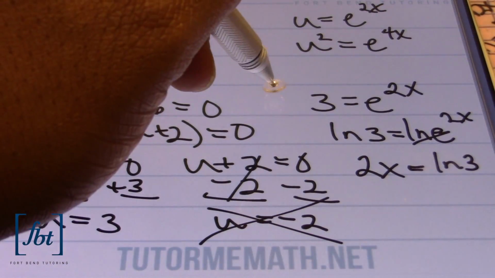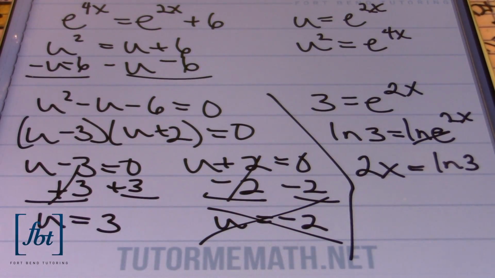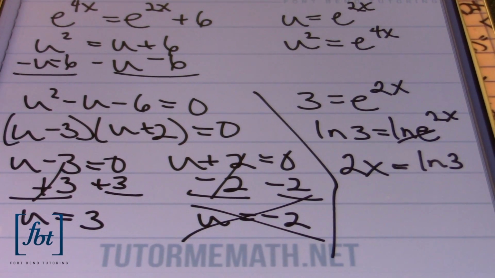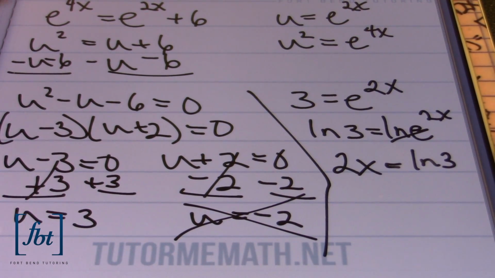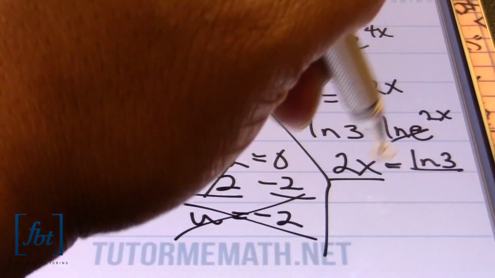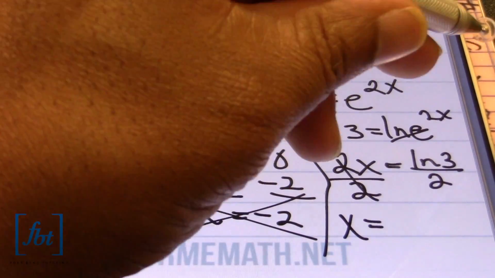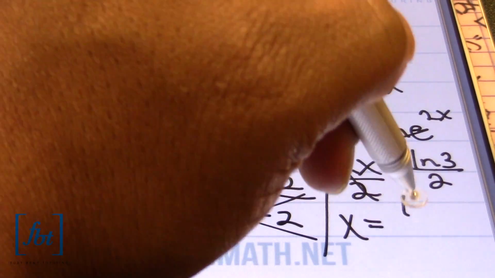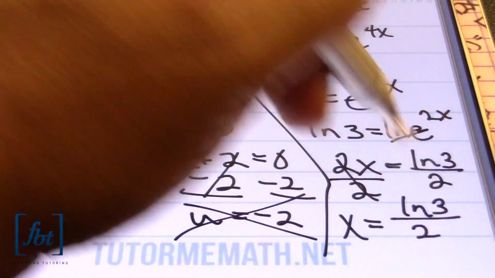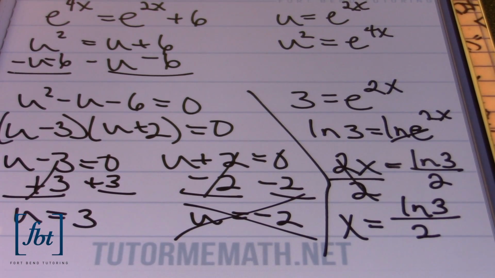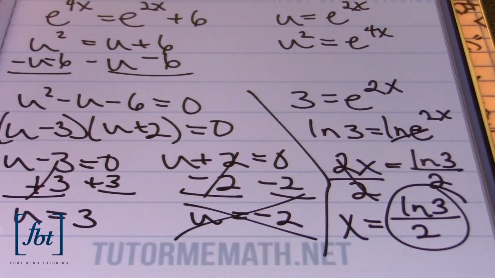You see how I turned that around? Let's keep things in view. Dividing both sides by 2, we find that x is equivalent to the natural log of 3 divided by 2. And so the natural log of 3 divided by 2 is going to be our value of x.